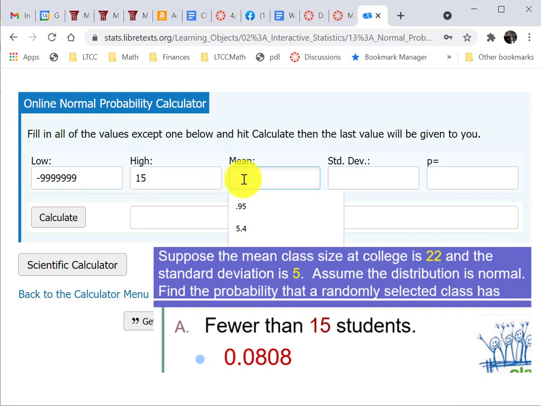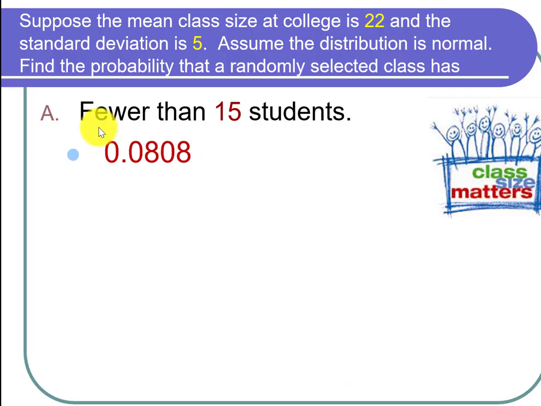And we were given the mean, 22. And we were given the standard deviation, which was 5. And I want to find out the probability. So I just hit calculate, and that's all there is to it. And it looks like it's about 8% or so. So let's go back to the question. All right, so here it is. The probability of being fewer than 15 was 8%, or about 0.0808 if you looked at the numbers.